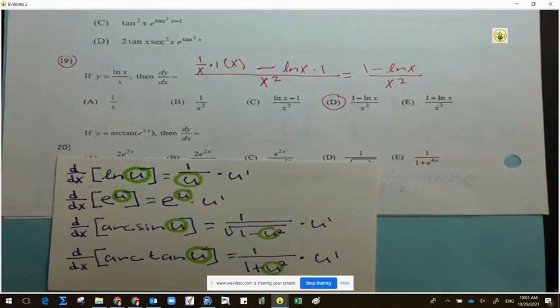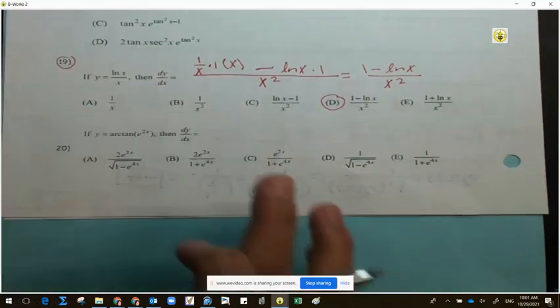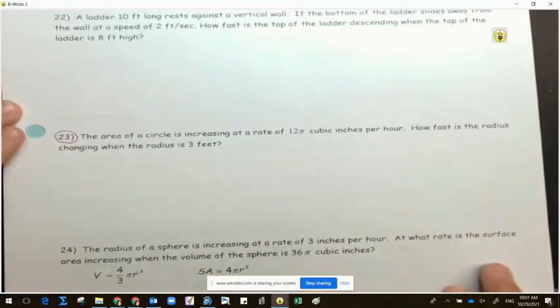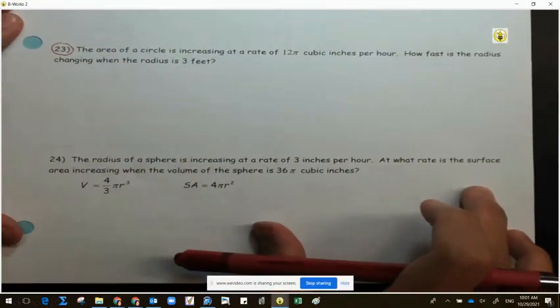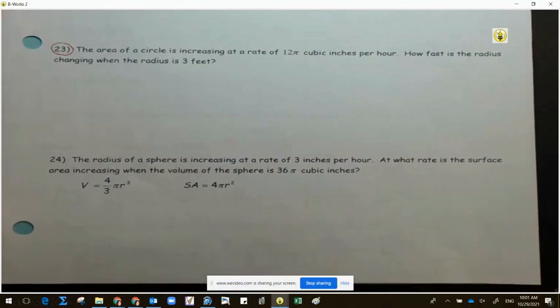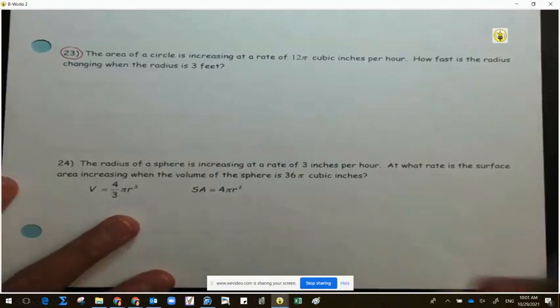Okay, was it 23 next? All right. On number 23. Karis, let's read that one, please. The area of a circle is reduced by 12 pi inches per hour. How fast is the radius changing? All right. What acronym are we going to write out here?